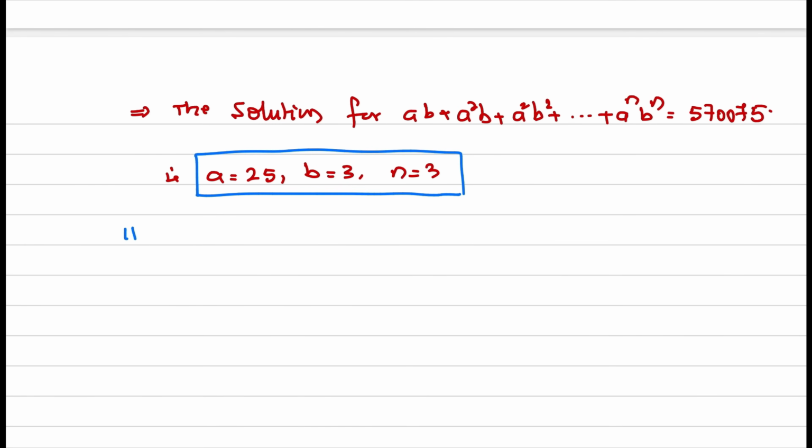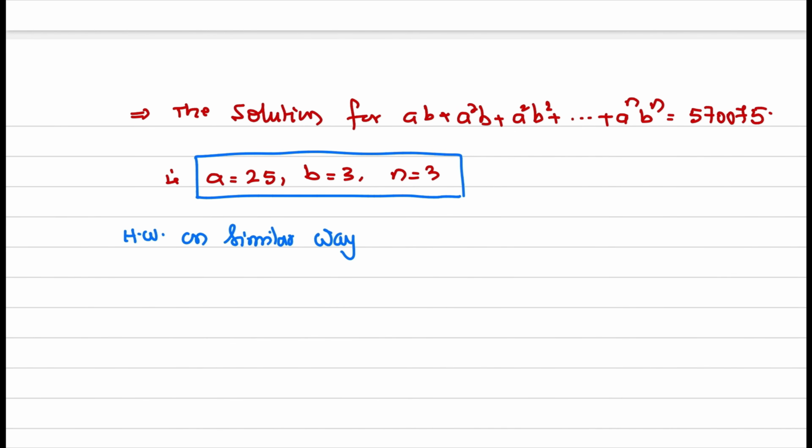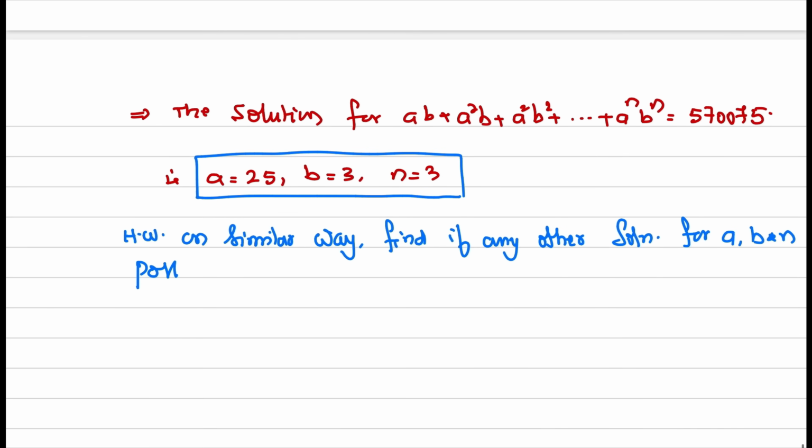As a homework, in a similar way, find if any other solution for A, B and n is possible such that A, B, n is greater than 1 and also A, B, n are integers, and yet satisfies the condition of Diophantine equation.